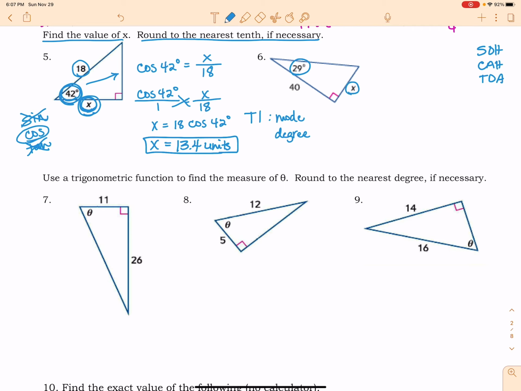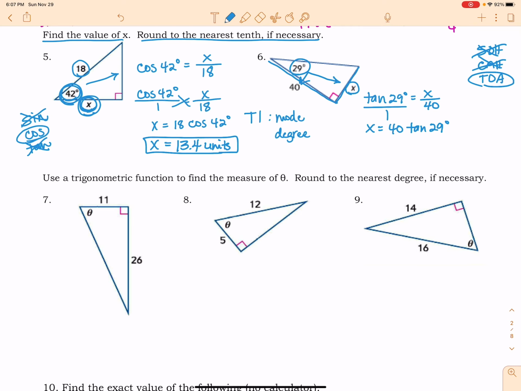My angle in relation to x and the other side that I have: I don't have the hypotenuse, so that eliminates sine and cosine. That leaves me with tangent. So tangent of 29, there's the opposite side, and this is the adjacent side. I set up my equation: tangent of 29 degrees equals opposite over adjacent. Beautiful. I'm going to put tangent over 1, cross multiply, x equals 40 times the tangent of 29 degrees.